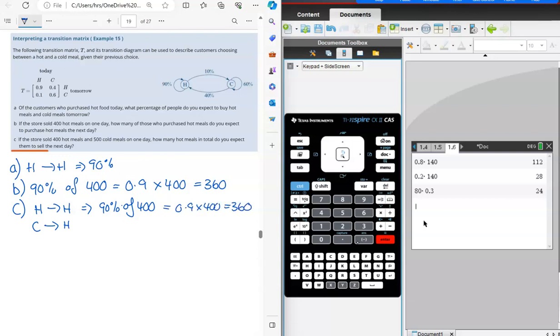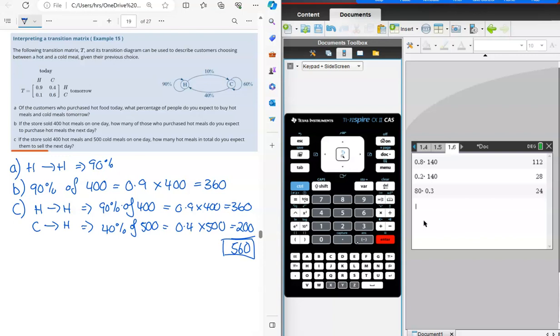And then we've got to look at the cold to hot. So cold to hot is 40%, but how many cold meals did they sell on the day? It was 500. We had different amounts sitting at each state, so we've got 0.4 times 500, which equals 200. And then we've got a total of 560 if I add them up. So there's our answer.